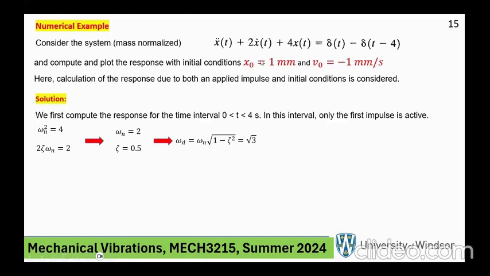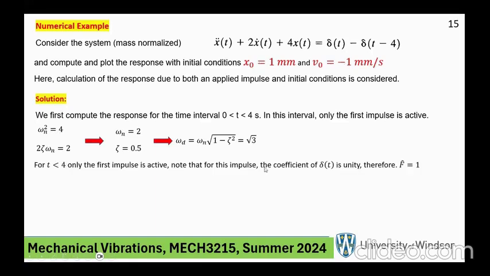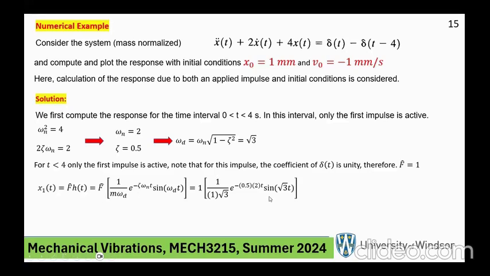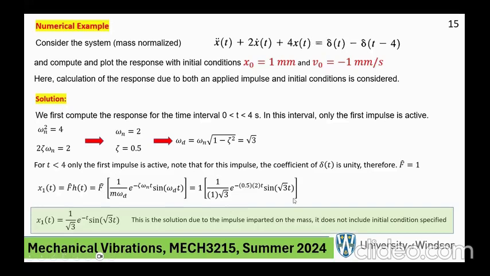Remember, we're ignoring this red stuff here, initial position, initial velocity. So we just write down the expression. Here's the expression for h of t. Your f hat is the coefficient in front of delta. That's 1. Everything else we calculated. And we're going to get this. Now, this is the solution due to the impulse.